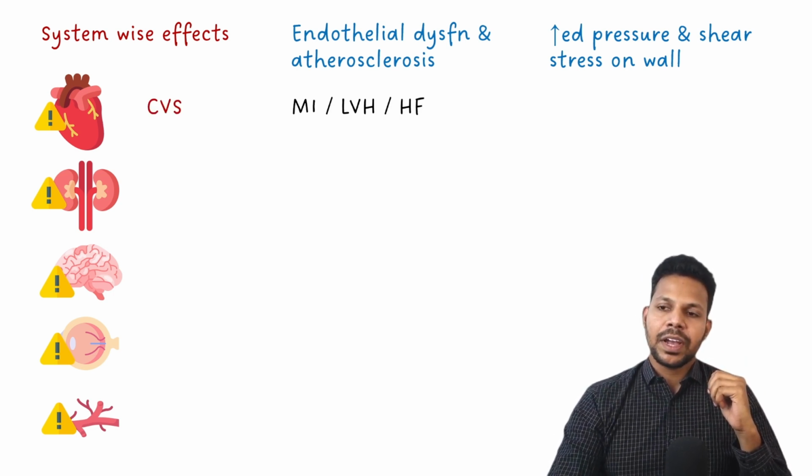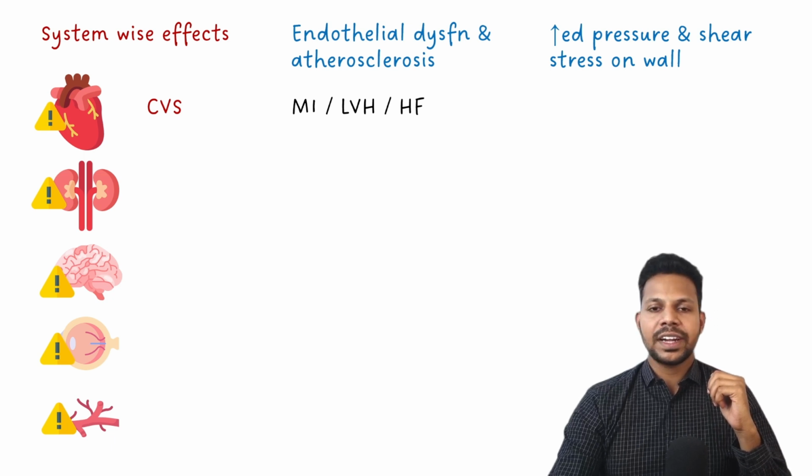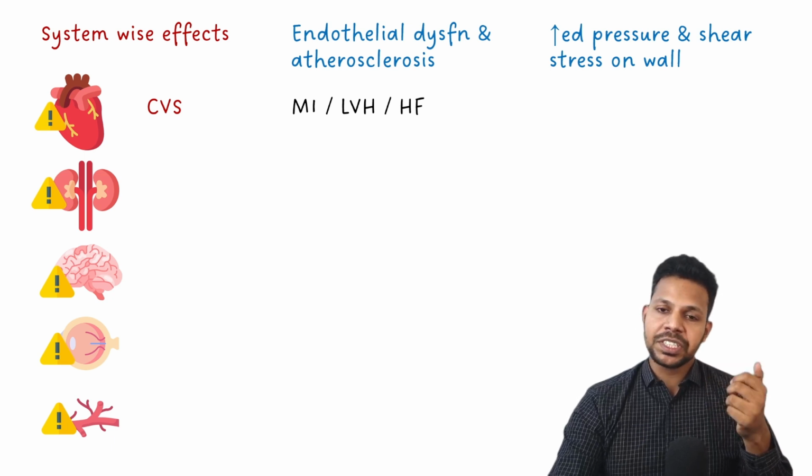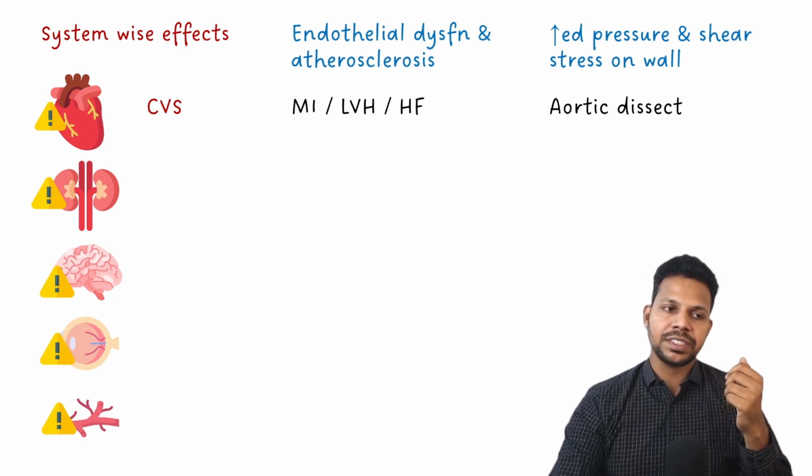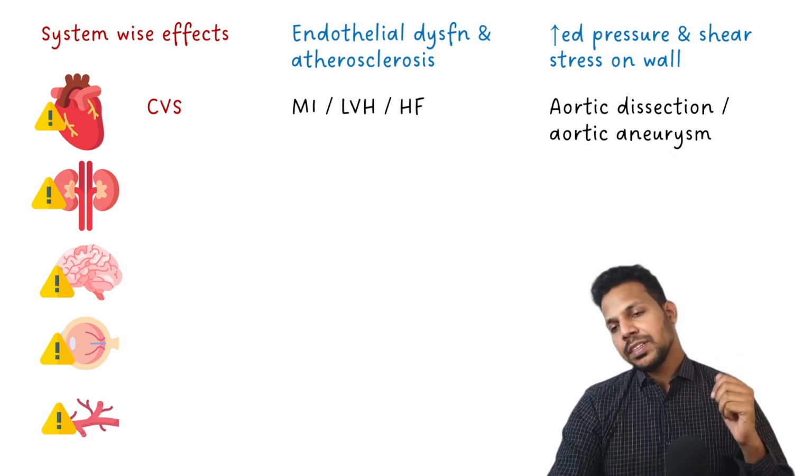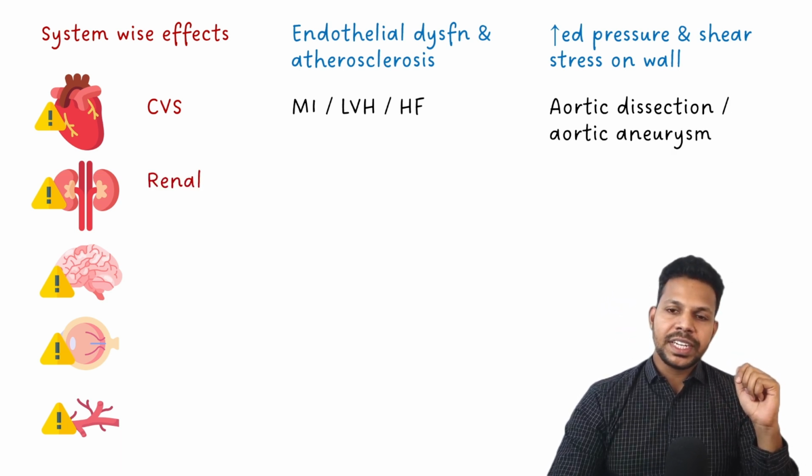Now we have already understood what would be the effect on the cardiovascular system. The patient can develop myocardial infarction, left ventricular hypertrophy, and heart failure. And because of increased pressure, the patient may develop aortic dissection and aortic aneurysm. Now, the effect on the kidney.